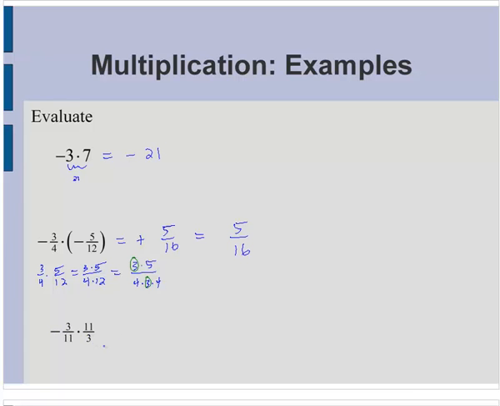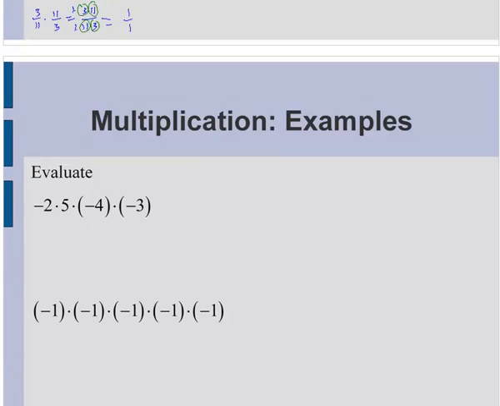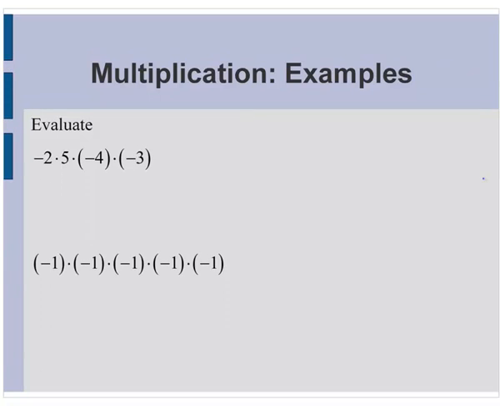Negative 3/11 times 11/3. A negative times a positive, the product is negative. 3/11 times 11/3. Well, that's 3 times 11 over 11 times 3. Hey, all of those factors can be removed. Remember, however, that we have a 1 in the numerator and a 1 in the denominator, and so that would give us negative 1 over 1. Negative 1. So here are some more complicated examples.